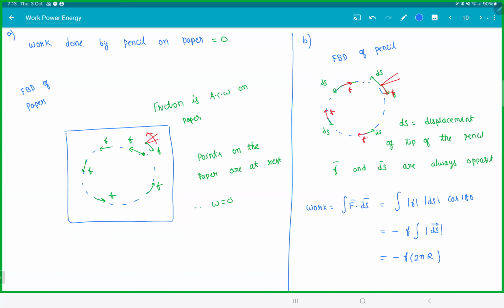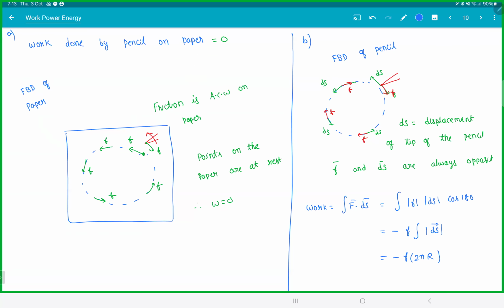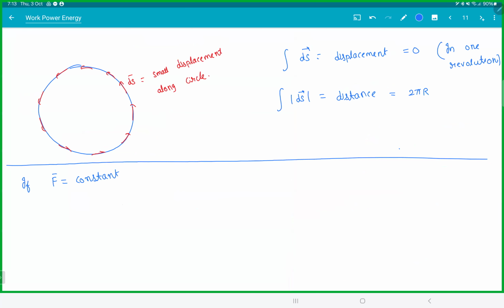Now, what is that one? See, suppose the force is constant. If F bar is constant, understand one thing here. Remember, friction is not constant here. F bar is changing in direction. Friction's magnitude is constant, but the friction force is not constant. Now see, if F bar is constant, this is what happens.